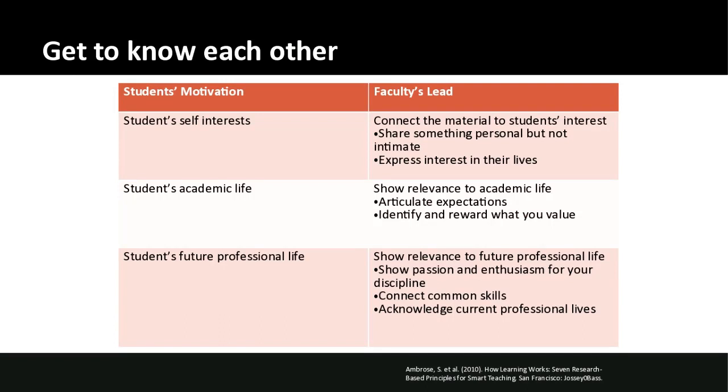And the first is to think about your students' motivation. So I've broken this kind of table into different categories. The first one to think about students' motivation is their own self-interest. Maybe why did they choose an online course? What else do they have going on in their lives? And maybe even what interested them about this particular course.